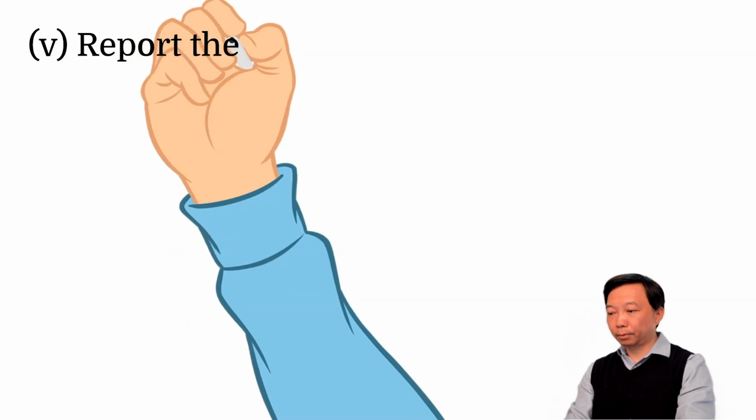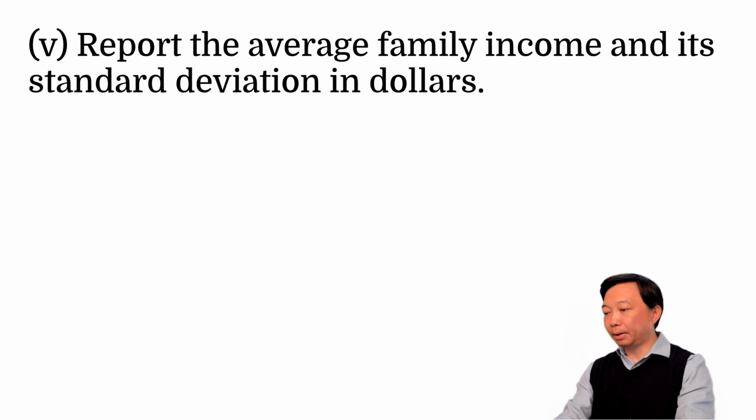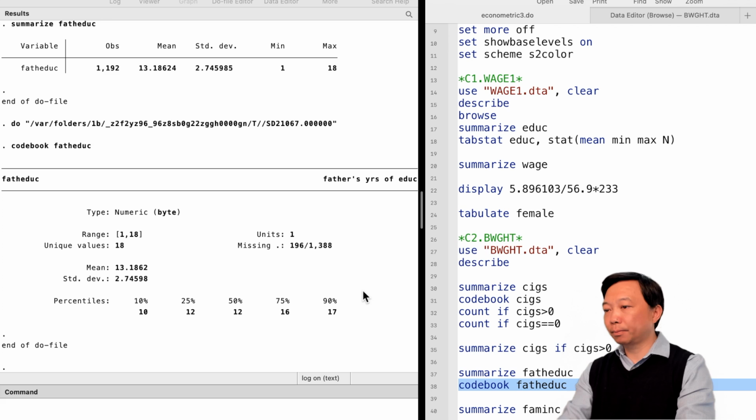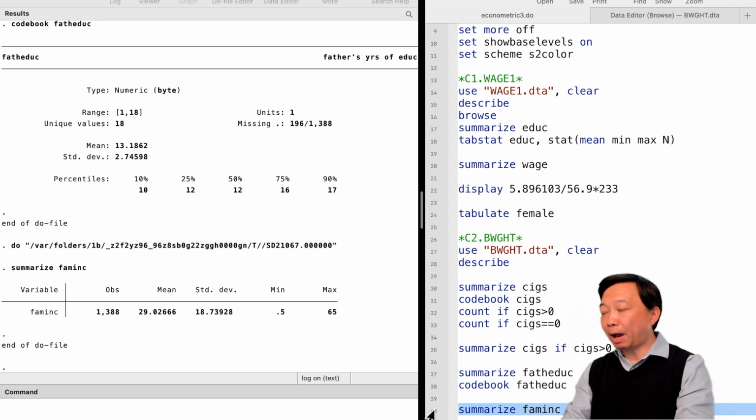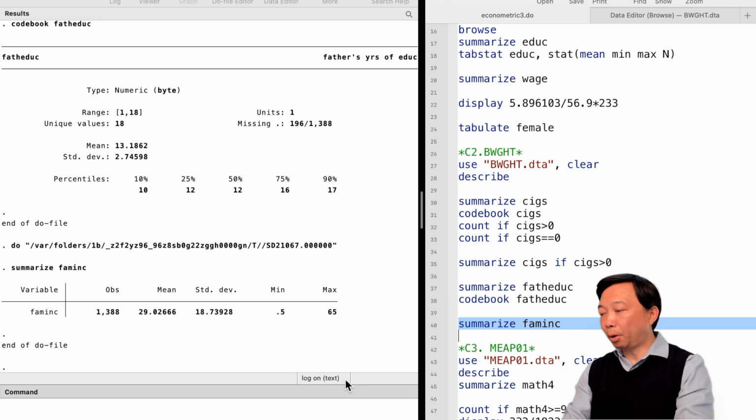The fifth question. Report the average family income and its standard deviation in dollars. Using the command summarize again, we find the average family income is 29.027 and its standard deviation is 18.739. Since the unit is $1,000, the average family income is $29,027 and its standard deviation is $18,739.